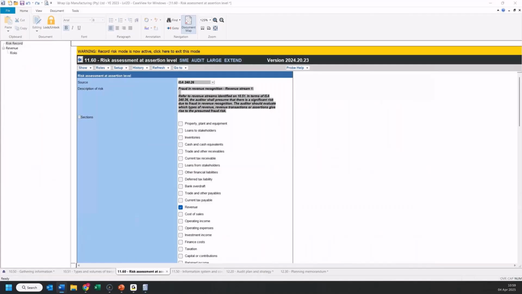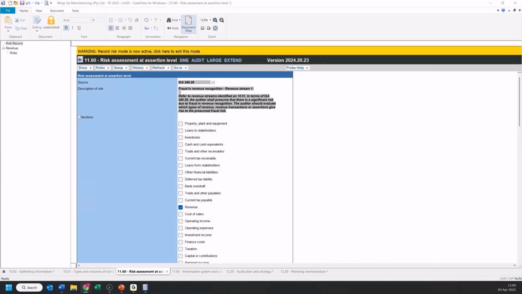Right. I always like to think of those yellow lines as saying, please give me some love and attention. Don't just carry on, don't just run ahead. I need you to please read this. So what does the yellow line say? It says, warning, risk record mode is now active. Click here to exit risk record mode. Now, we want to edit the risk now, so please don't click there to exit risk record mode. But if you did not intend to be in risk record mode, that's where you're going to click and exit.